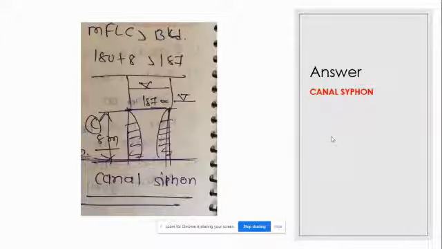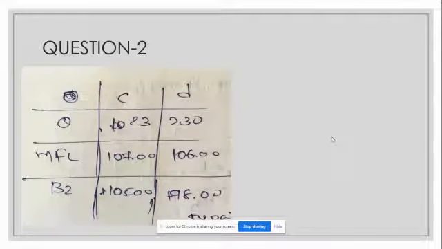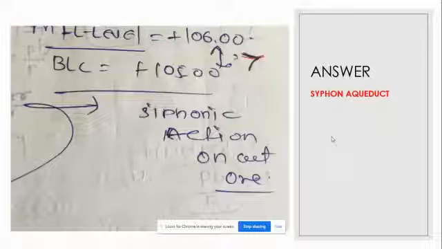Okay, friends. Then I give a second example for more clarity. Second question: here you see minimum flood level of canal and minimum flood level of drainage, and bed level of canal and bed level of drainage. Here you see the bed level of drainage is lower than the canal. That means canal is above and drainage is below. That means our type 1, that means aqueduct. But which type of aqueduct? Siphon aqueduct or simple aqueduct. So minimum flood level is greater than bed level. That means it is a siphon aqueduct.